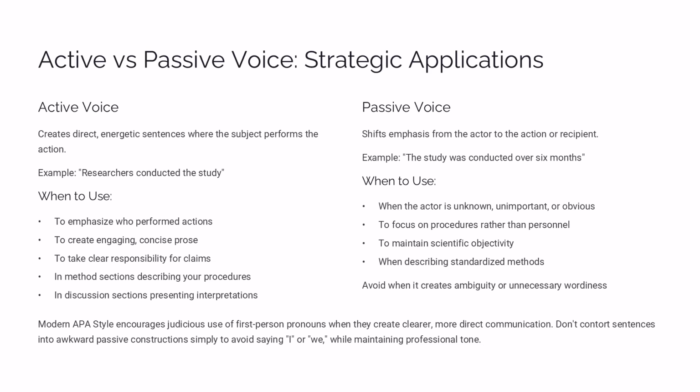However, avoid passive voice when it creates ambiguity about responsibility or when it makes sentences unnecessarily wordy or unclear. Don't use passive voice simply to avoid first-person pronouns if active voice would be clearer and more direct. The key is strategic choice based on your communication goals. Consider what you want to emphasize in each sentence and choose the voice that best serves that emphasis.